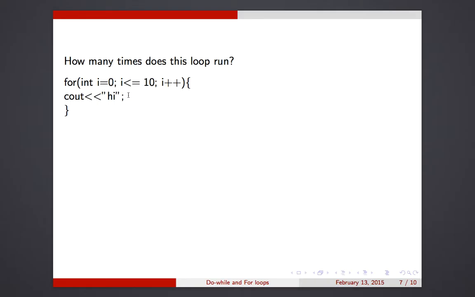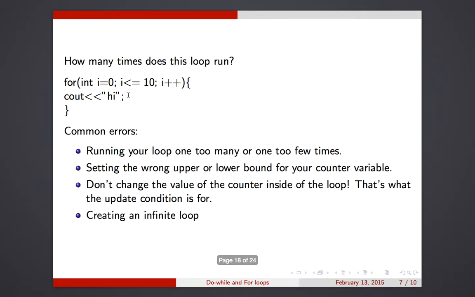If you went from i equals 1 to 10, that would be 10 passes through the loop. So when you're first getting used to these loops, there are many things that might go wrong. You could run your loop one too many or one too few times. As this example illustrates, I might have thought it ran 10 times, but it actually runs 11 times. You can set up the wrong upper or lower bound for your counter variable. That variable i is called the counter variable.